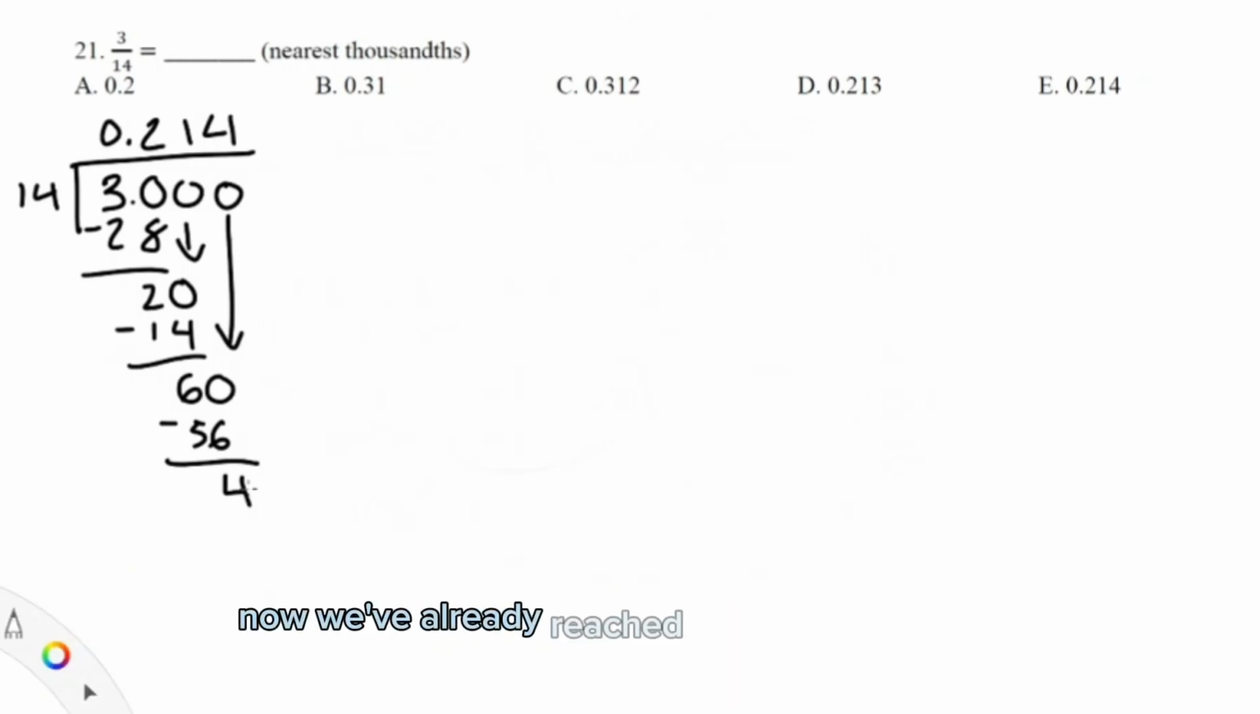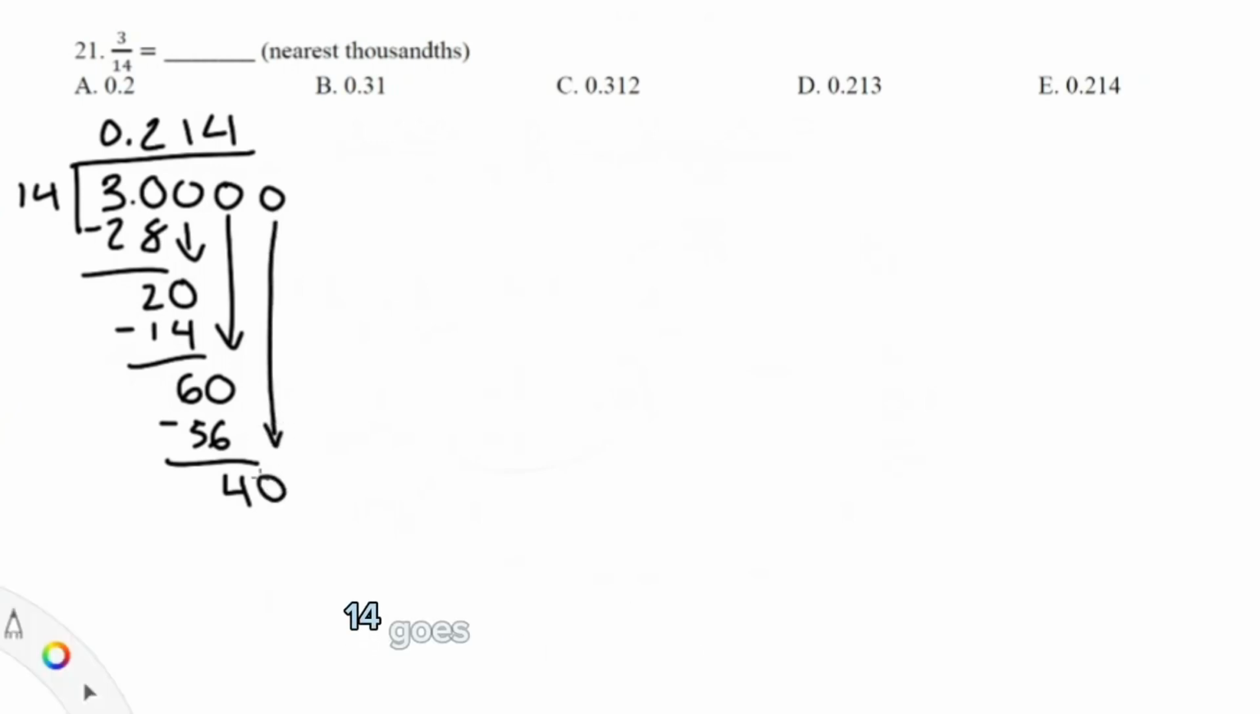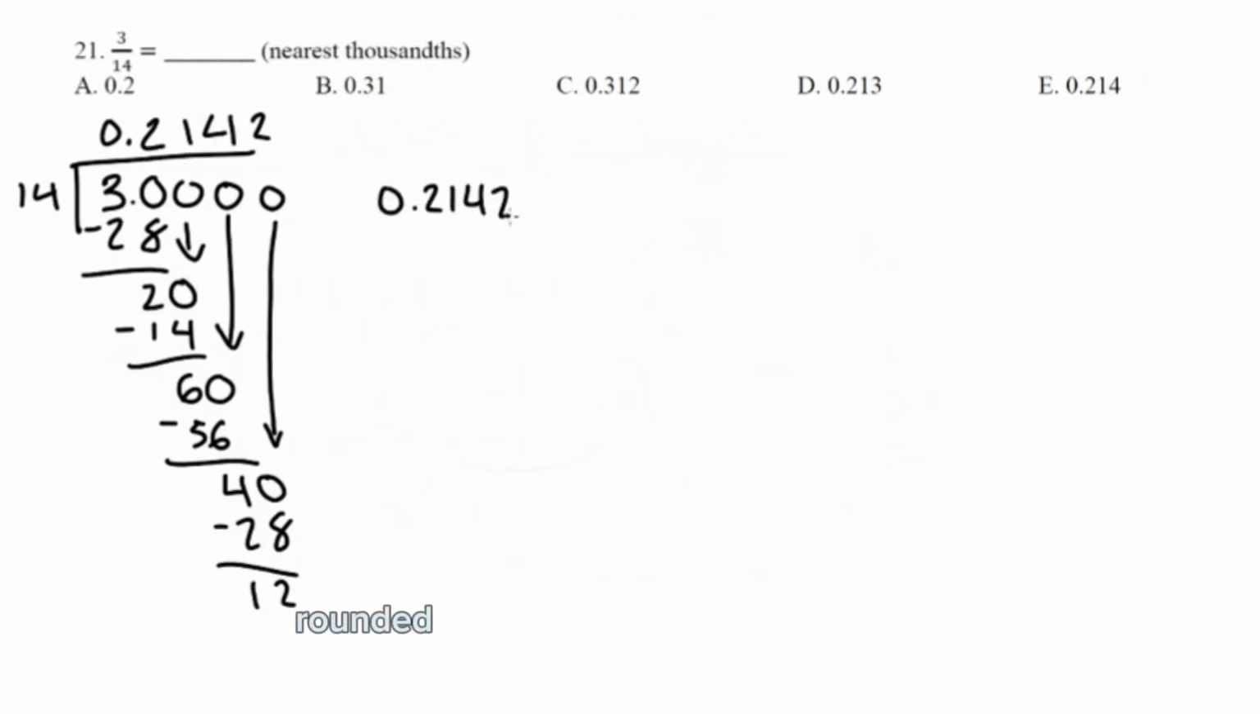Alright, now we've already reached the thousandths place, but just to check, we're going to go to the ten-thousandths place to see that we're not rounding up. So we bring down another 0 to make this 40. 14 goes into 40 2 times. 14 times 2 is 28. So we subtract 28. We're left with 12. But it doesn't even matter because 0.2142 rounded to the nearest thousandth is just 0.214.